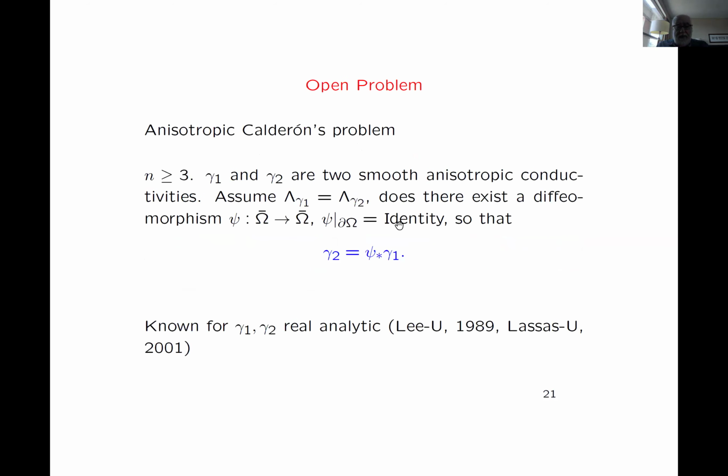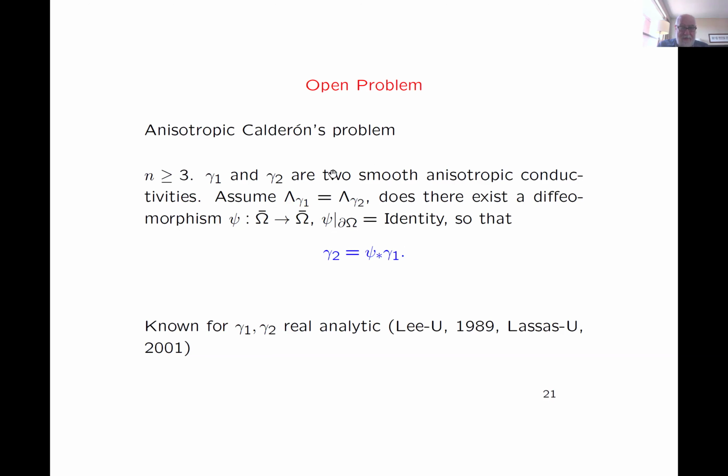Okay, so this ends, but before I continue, let me mention this problem that I have been displaying a lot. In fact, I have offered a small amount of money, $1,000, to anybody who can solve it. I don't want to take it to my tomb. You take two anisotropic conductivities, assume that the Dirichlet to Neumann maps are the same, then there is a diffeomorphism, which is the identity on the boundary, so that one metric is the push forward of the other.